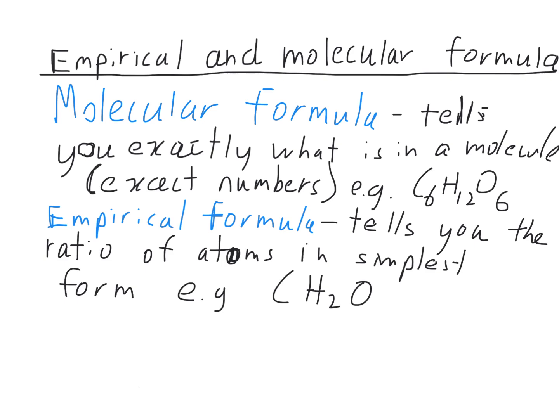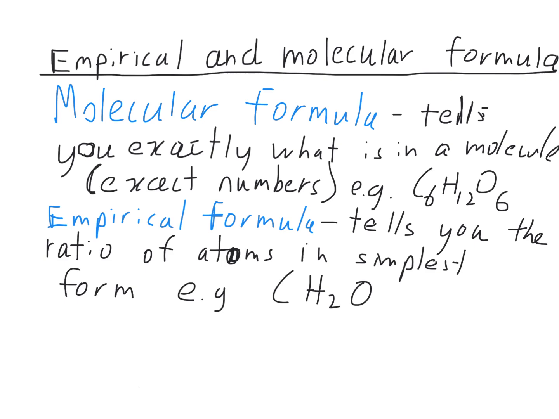On the flip side, an empirical formula tells you the elements present, but it tells you the ratio of atoms in its simplest form. It reduces those ratios to its simplest form, either for convenience of calculation or some other reason. So for example, for C6H12O6, you can divide all those numbers by 6 and reduce that to its simplest formula, which is CH2O. Both of these have a role in chemistry, but in this case we're going to be using both.